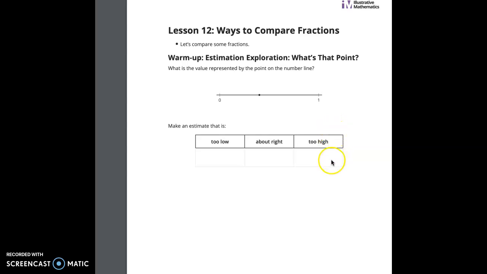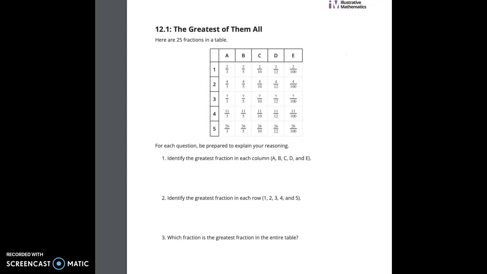All right, let's go into the category of too high. 1 is definitely too high. I know my point is not over there. I could also think of some other fraction points that might be over there. 3/4 is somewhere over here, so that's too high. So that'd be an example of estimating. We don't know exactly, but we can make some assumptions based on what we know about number lines and fractions.